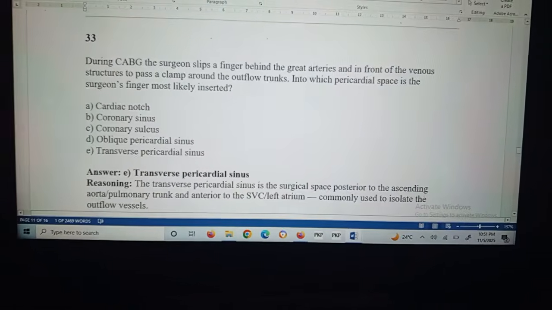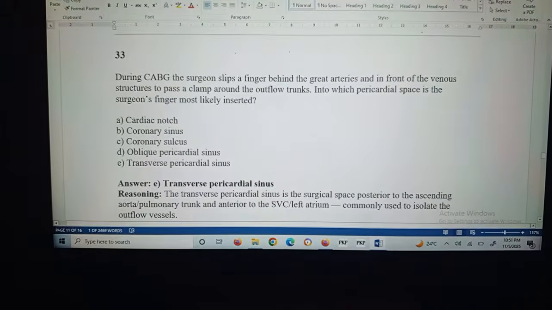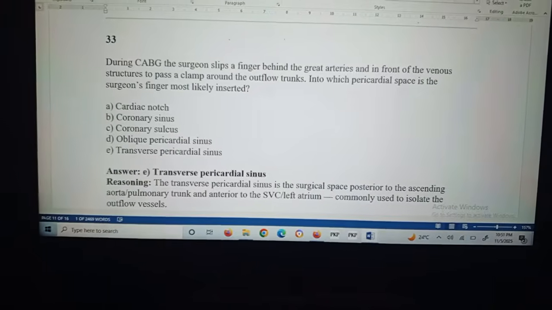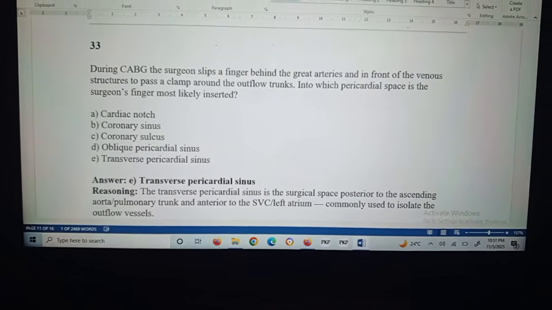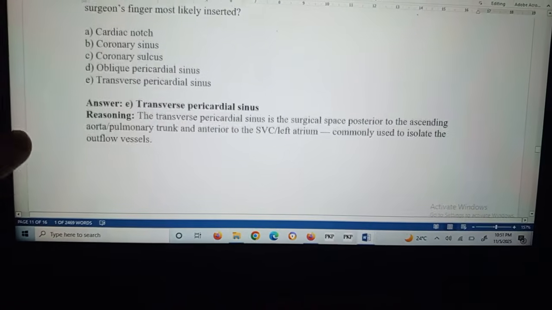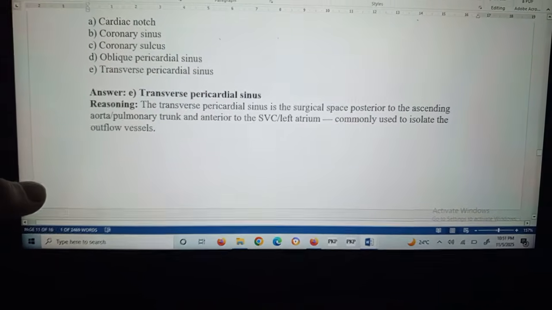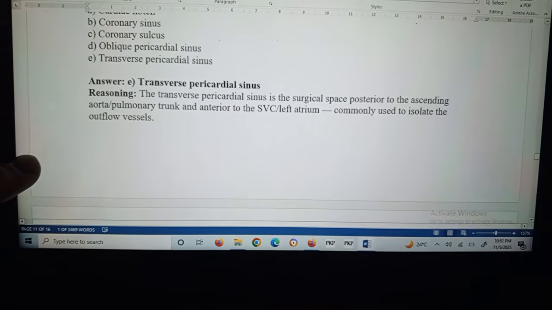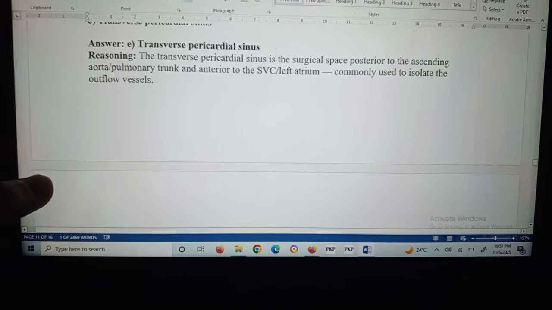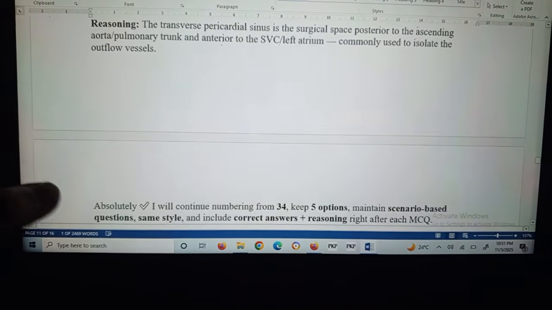During CABG, the surgeon slips a finger behind the great arteries and in front of the venous structures to pass a clamp around the outflow trunks. Into which pericardial space is the surgeon's finger most likely inserted? Transverse pericardial sinus. The transverse pericardial sinus is the surgical space posterior to the ascending aorta and pulmonary trunk, and anterior to the superior vena cava and left atrium, commonly used to isolate the outflow vessels.